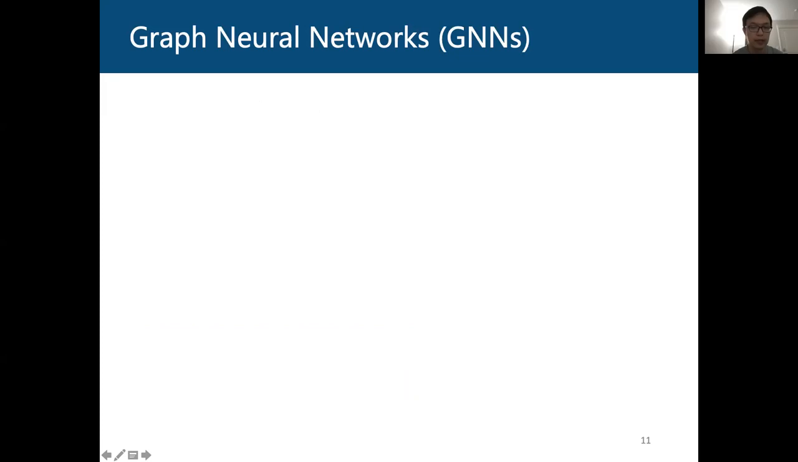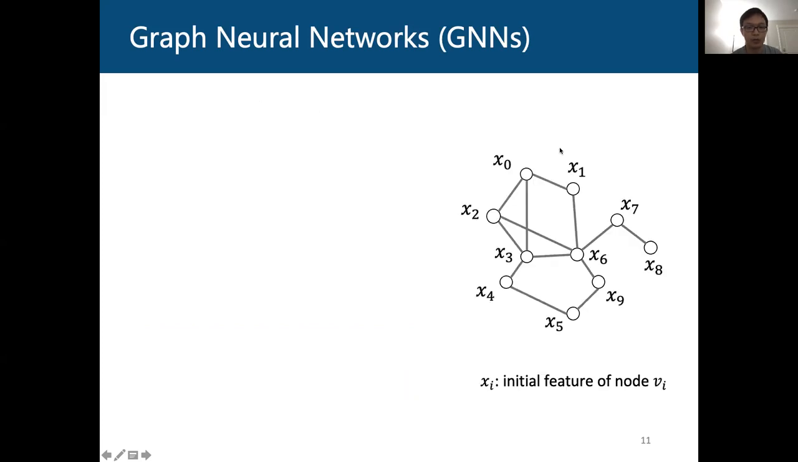Okay, so now let's see what graph neural networks are. I assume that you already know graph neural networks, so I'll just go through this quickly. GNN is a special type of graph representation learning method. This means that the input of a GNN is a graph, and the output of a GNN is the embeddings of nodes in this graph.